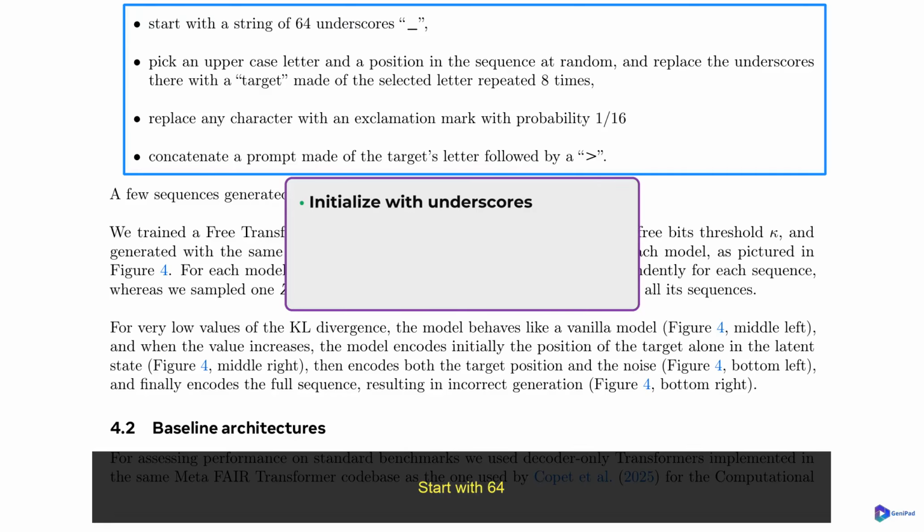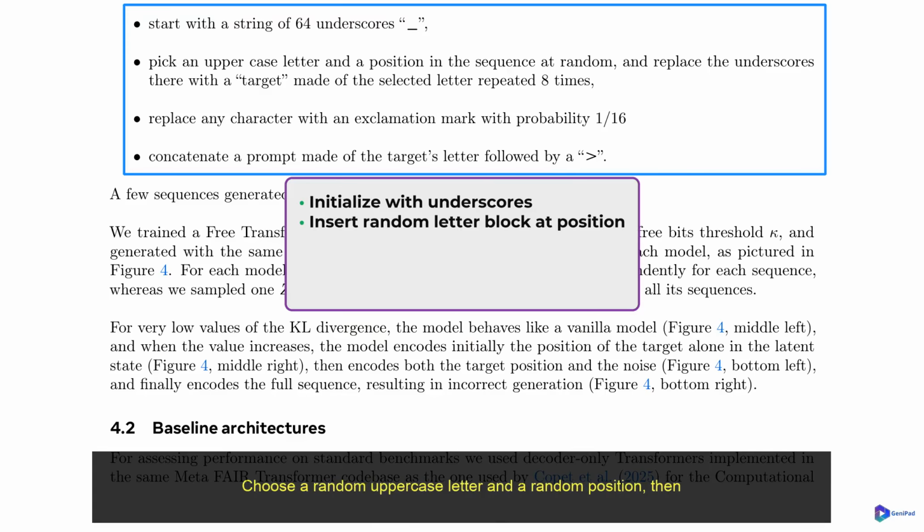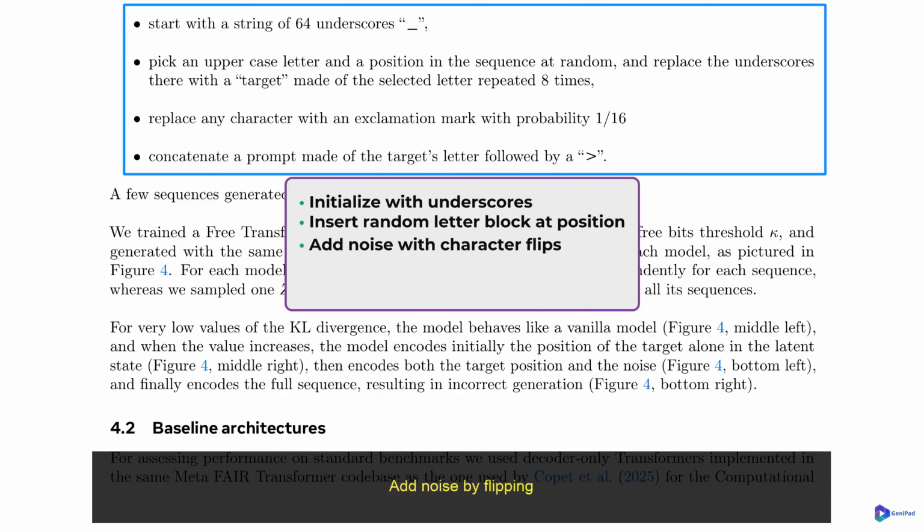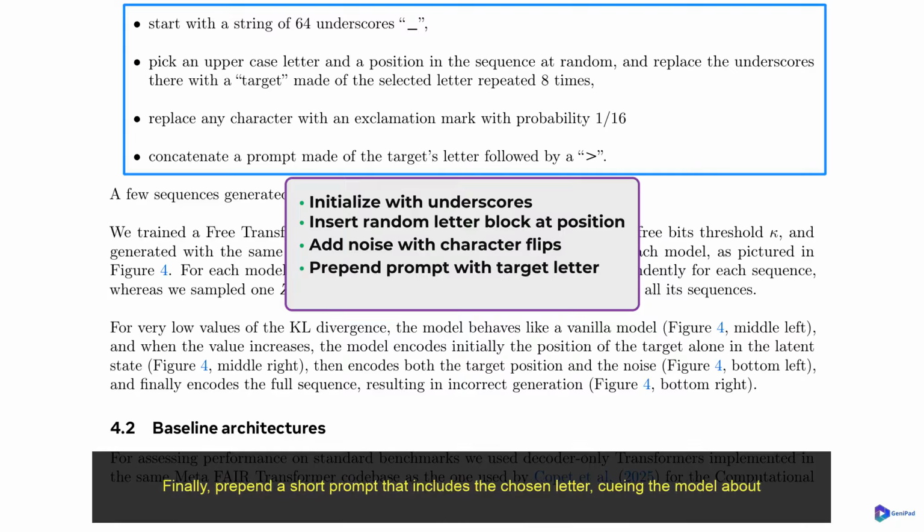Start with 64 underscores. Choose a random uppercase letter and a random position. Then insert a block of 8 copies of that letter at that position. Add noise by flipping any character to an exclamation mark with small probability, 1/16. Finally, prepend a short prompt that includes the chosen letter, cueing the model about the target.